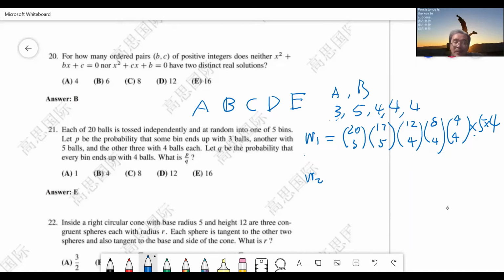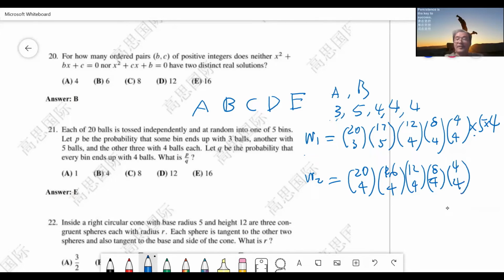All right, what about the second one? For the second one we just need 5 fours. So 20 choose 4, then 16 choose 4, then 12 choose 4, then 8 choose 4, and 4 choose 4. Basically they are the same bins, so we don't care about the order, since each one has 4.